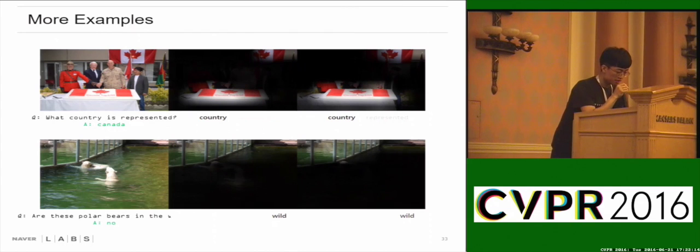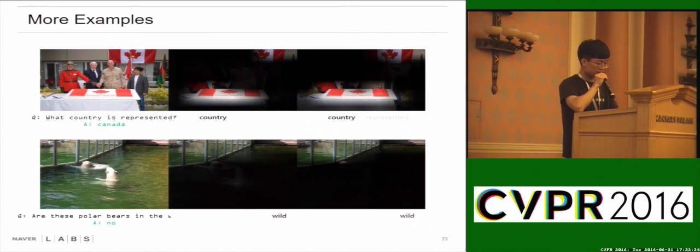In these examples, our model discovers some indirect relations between words and image regions, such as the relation between country and national flags, and between wild and windows.